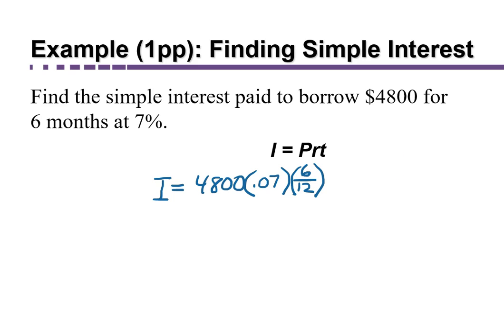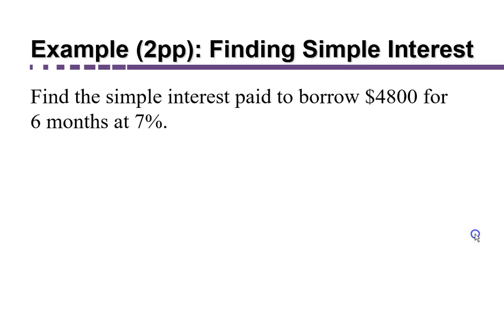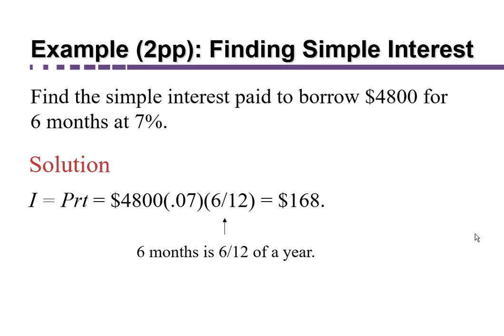And then you put that into your calculator, and we see what we get. Again, I don't like the way they're putting that fraction, but that's okay. So your interest would be $168. Now, if they were asking you how much you had to pay back, you'd have to add this 168 to the 4,800. Again, you need to be careful of what they are asking.